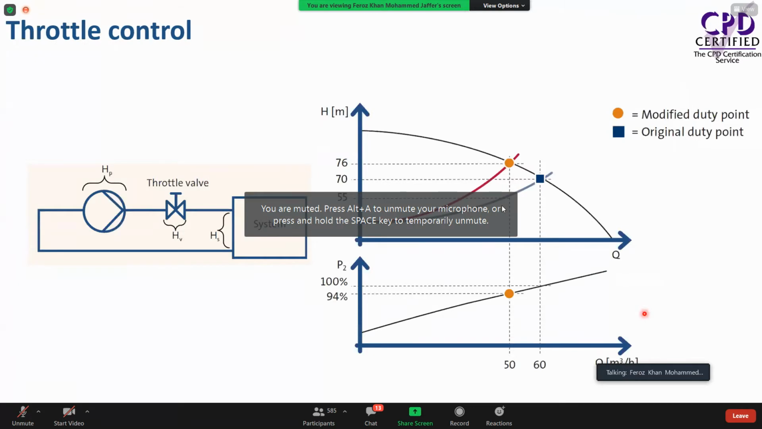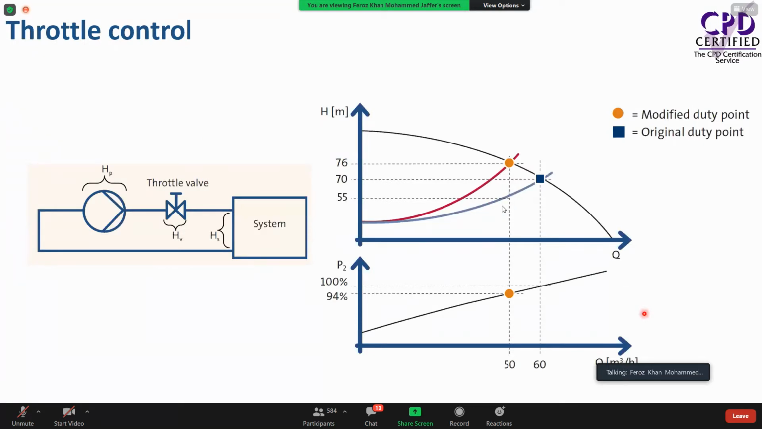Now let's look a little bit in detail at each of these methods. First one is the throttling method. So throttling, what we do, we have a system. We are taking the pump, and we use a throttling valve on the discharge of the pump to control the pump performance. So let's look at what happens to the system when we have a throttling valve and control the valve.